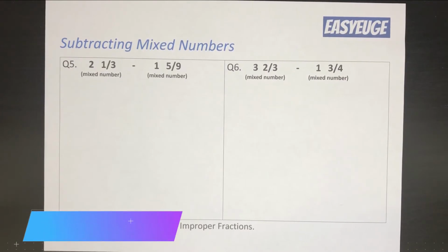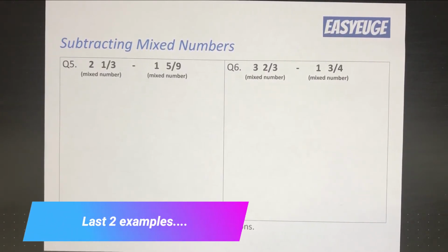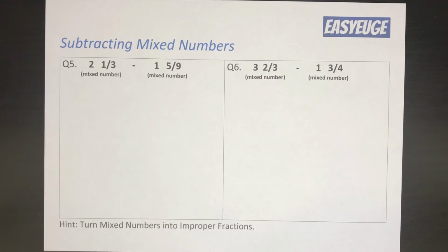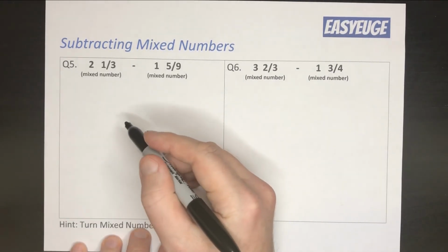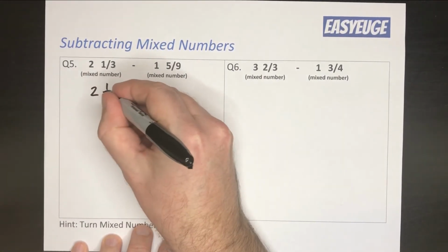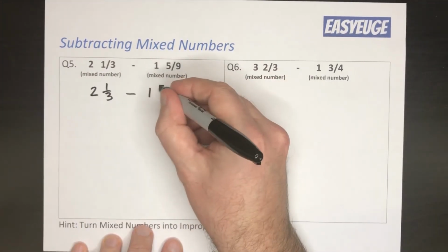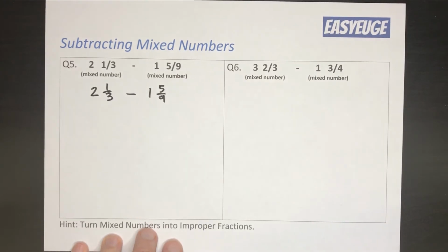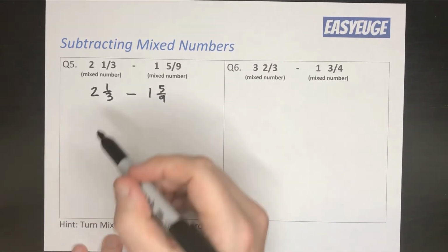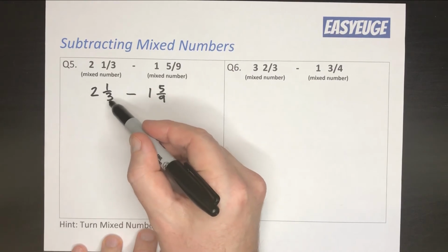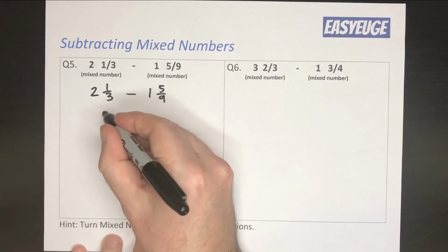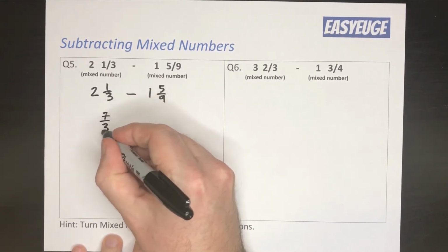The next level up is to subtract mixed numbers where they are quite tricky. So let's go into question 5. Let's take a look at how tricky this is. 2 1/3 take away 1 5/9. Now that's starting to look a bit tricky. But you know what to do. Let's take these mixed numbers and put them straight into fractions. 2 by 3 is 6 and 1 is 7. So that's 7 over 3.